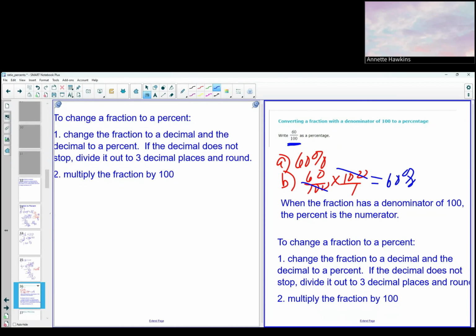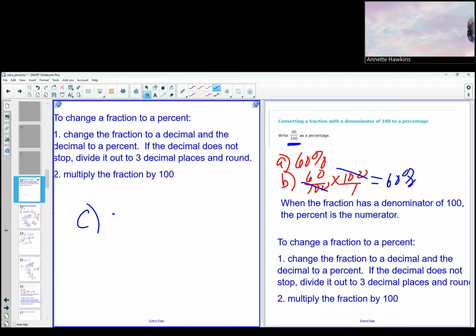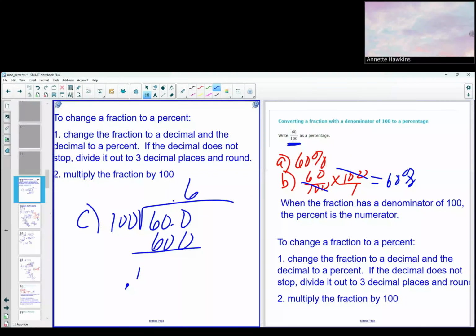Or we can say 100 into 60, change it to a decimal. 100 going into 600 6 times. And then we move the decimal 2 places to the right. 1, 2, 60%. Okay.